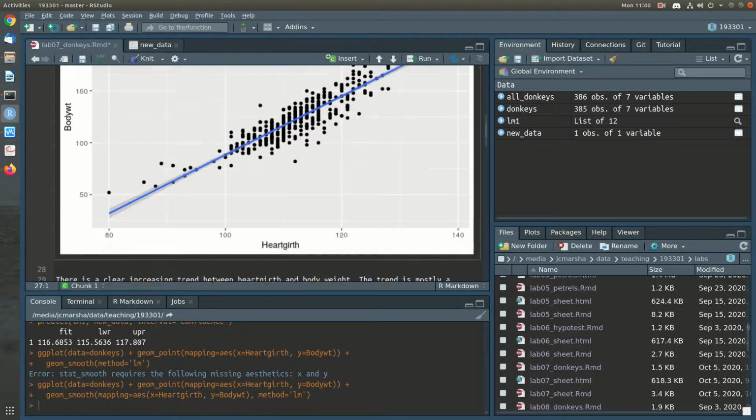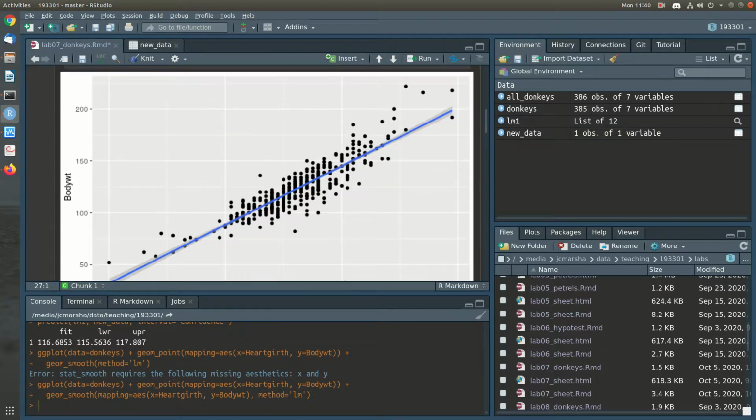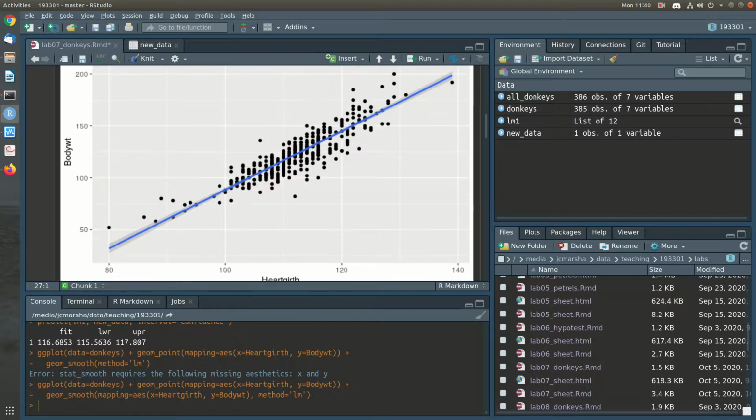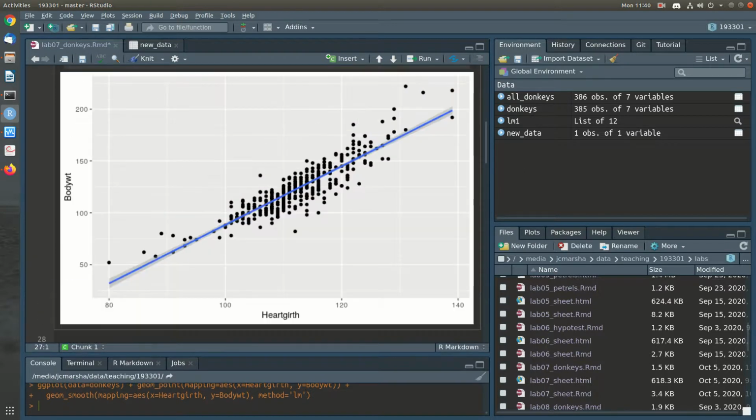There we go. You can see here that there's a grey band around this line. It's a little bit hard to see, isn't it? It's very, very tight here. That's the uncertainty in the line. And that's the uncertainty that we've incorporated in our confidence interval. So it's just the uncertainty about where the line is. It's not the variation of the individual donkeys around the line, right?